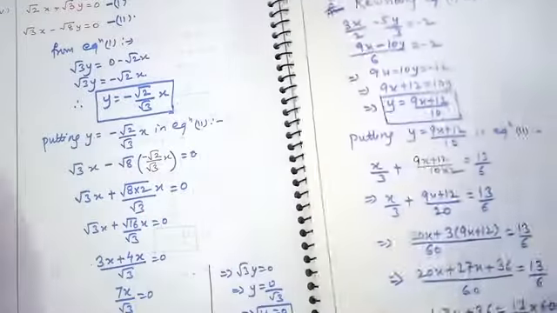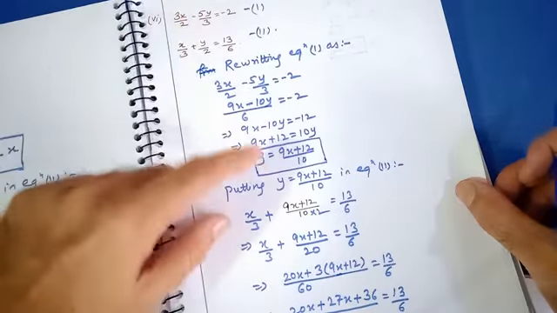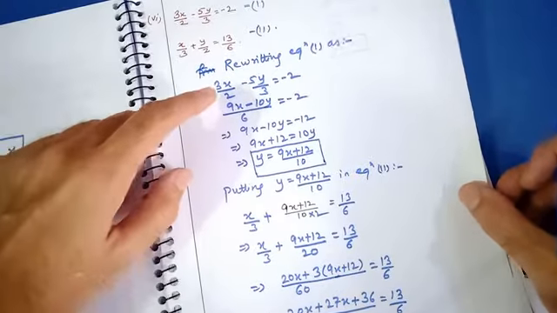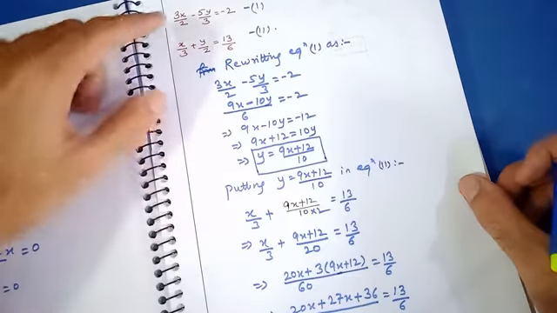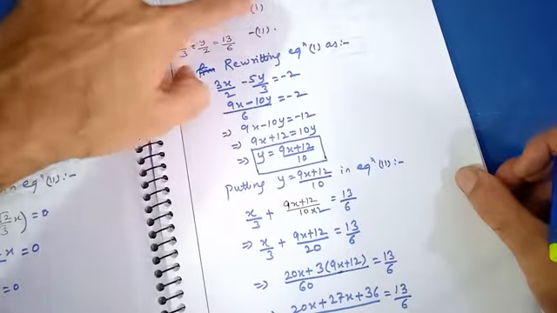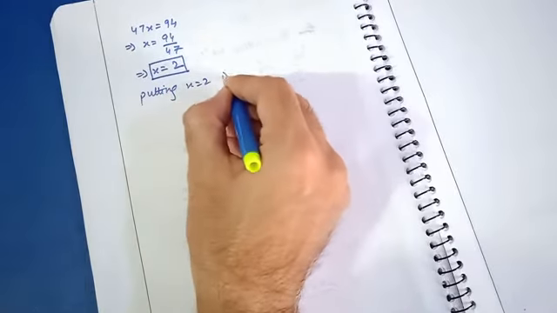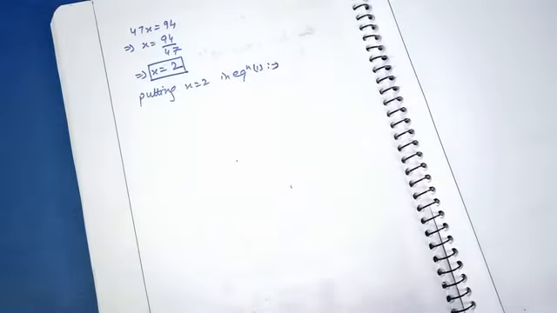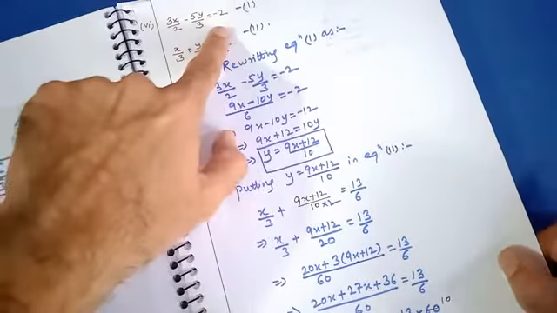Is that clear? Now we will put this value of x in any one of these equations. You can put it in the first equation, either this equation or this equation, or you can put it in the second equation also. So I am putting this in the first equation. So putting x equals 2 in equation 1, what we will get? See, what is the given equation here? 3x upon 2 minus 5y upon 3 equals minus 2.